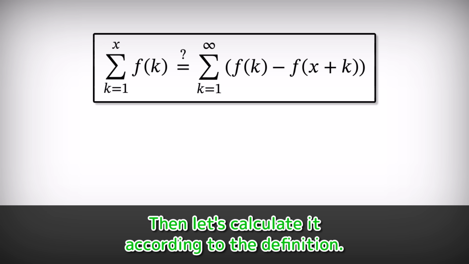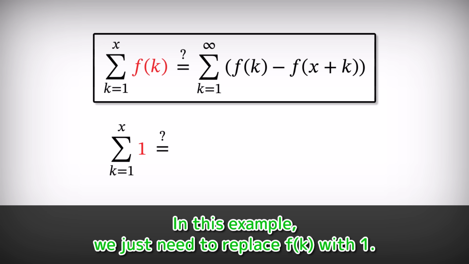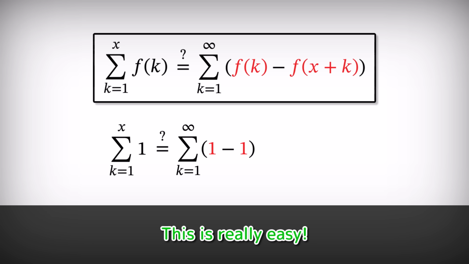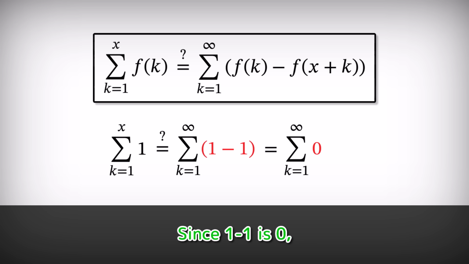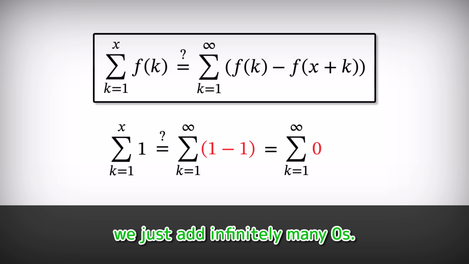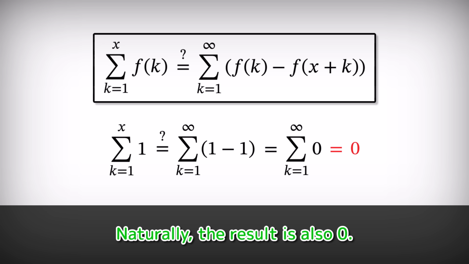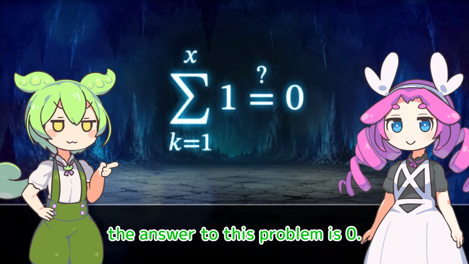Then let's calculate it according to the definition. In this example, we just need to replace f of k with 1. Then we get this. This is really easy. Since 1 minus 1 is 0, we just add infinitely many zeros. Naturally, the result is also 0. So, in summary, the answer to this problem is 0.